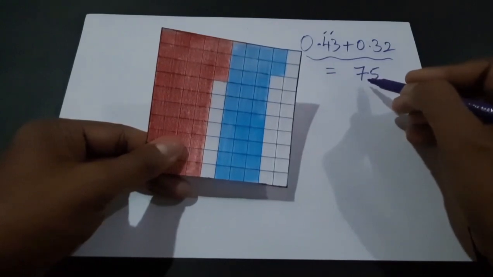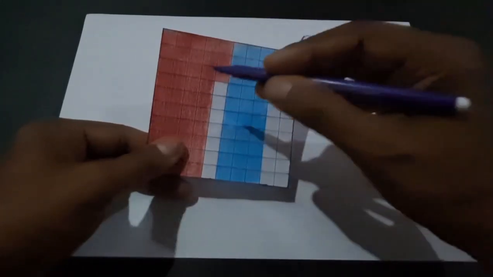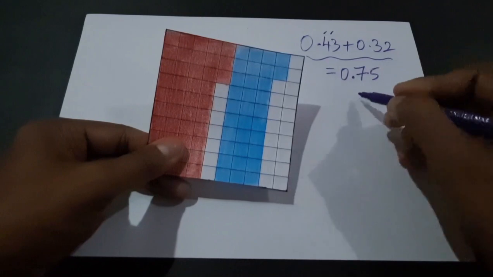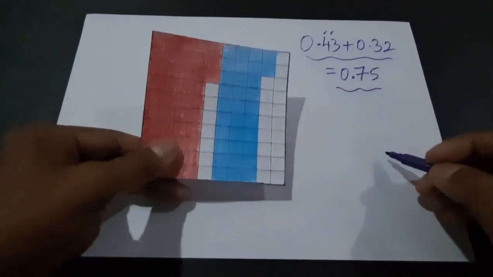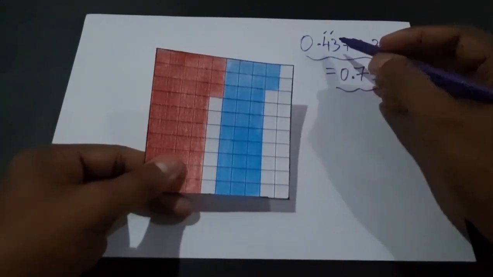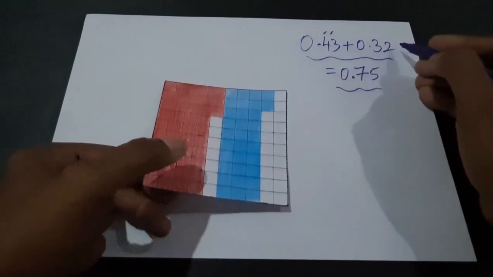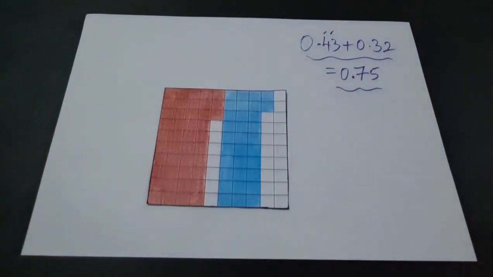And 75 out of how many? 75 out of 100, that is 0.75. So 0.75 is the sum of 0.43 and 0.32, and that completes our activity on adding decimals.